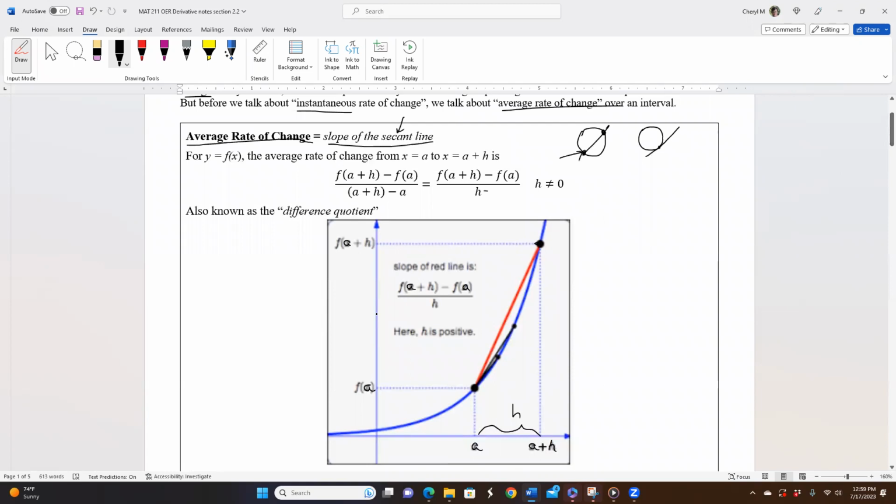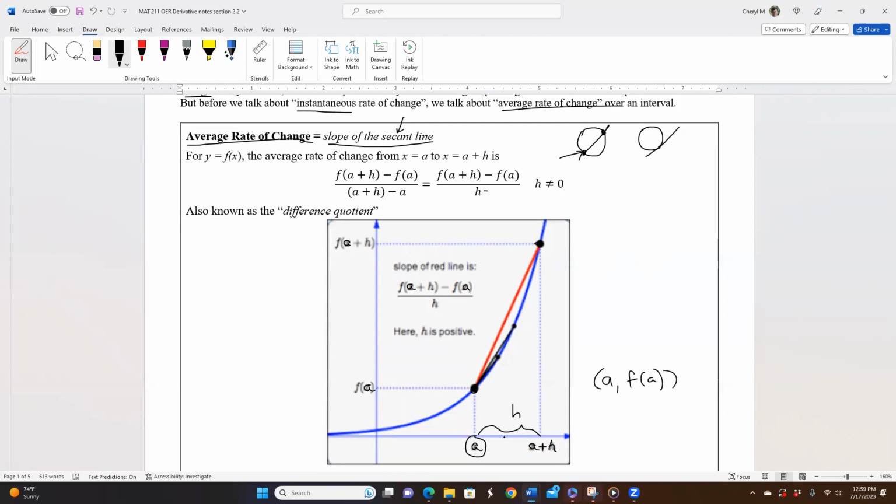So in this process, we have 2 points on our curve. We have our blue curve here, and we're going to look at the slope of the secant line, which would be this red line here, which intersects this curve in two different places. Now, if I look at the coordinates on this curve, this point right here has an x-coordinate of a. So if I wrote it as an ordered pair, it'd be (a, f(a)), since the y-coordinate is the function value at a, which we call f of a.